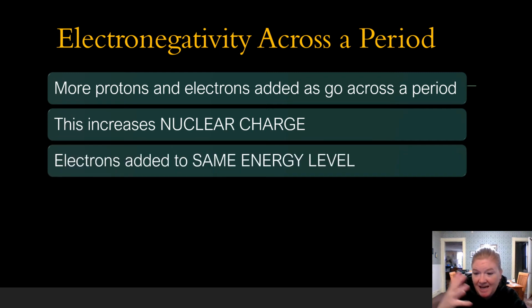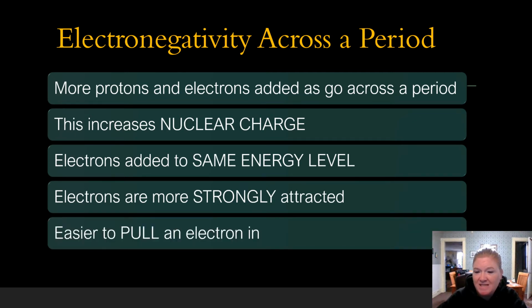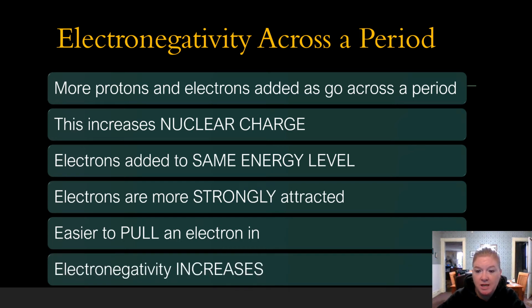The electrons are being added to the same energy level, right? So in period 2, we're staying at the second energy level. We're not moving up an energy level. The electrons are going to be more strongly attracted, which means it's easier to pull another electron in. So the electronegativity increases. Even though we're thinking about ionization energy as pulling an electron away and electronegativity as pulling an electron in, both of them have their values increasing as we go across a period.